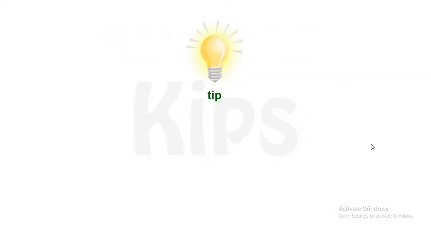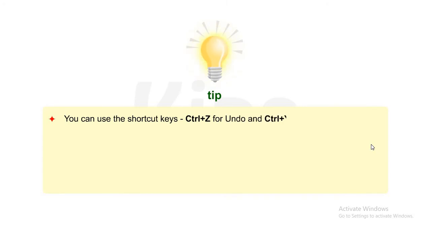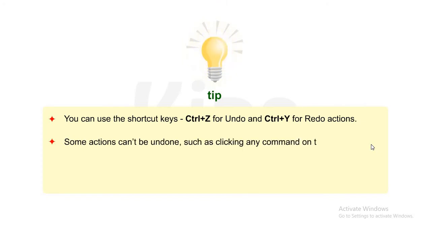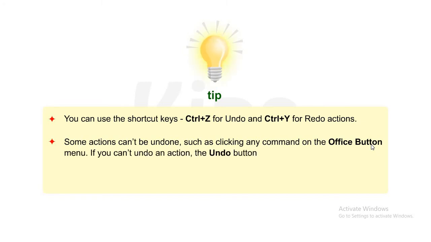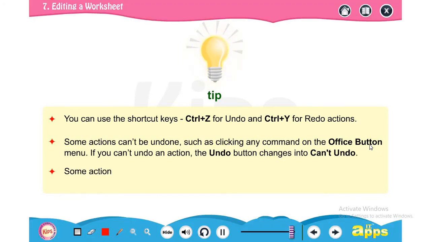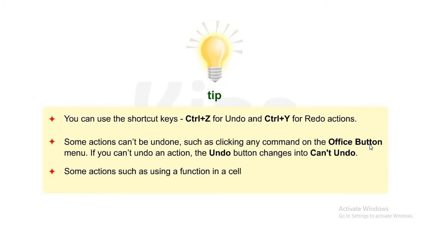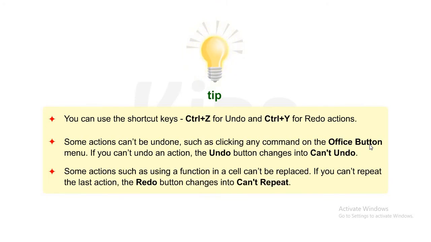Students, note these related tips. You can use the shortcut keys Ctrl+Z for undo and Ctrl+Y for redo actions. Some actions can't be undone, such as clicking any command on the Office button menu. If you can't undo an action, the Undo button changes into Can't Undo. Some actions, such as using a function in a cell, can't be repeated. If you can't repeat the last action, the Redo button changes into Can't Repeat.